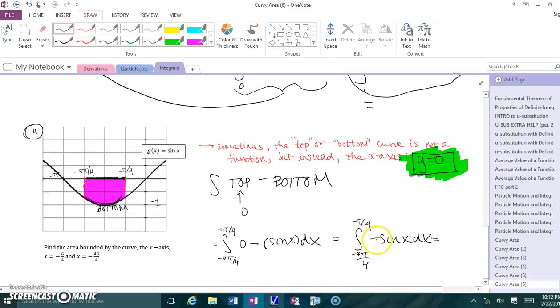So go on your calculator and find the integral of that. And we'll compare answers when I see you next time. Go on your calculator. We're rounding to 3 decimal places. Make sure you're in radian mode, and I will see you Friday.